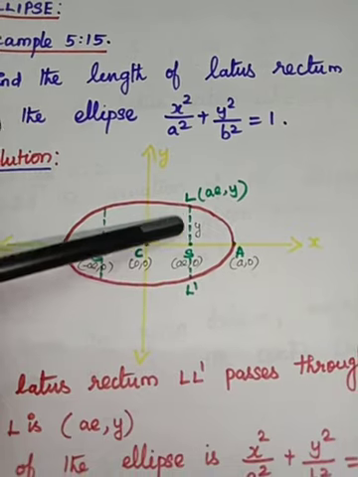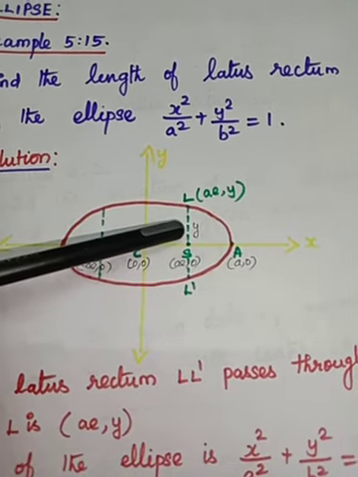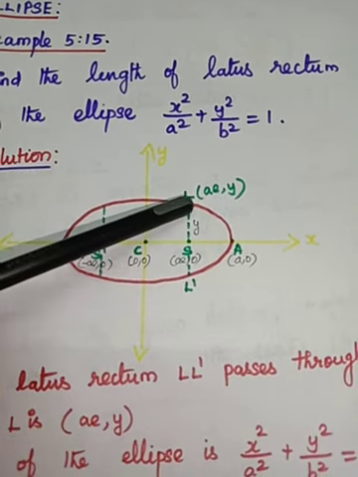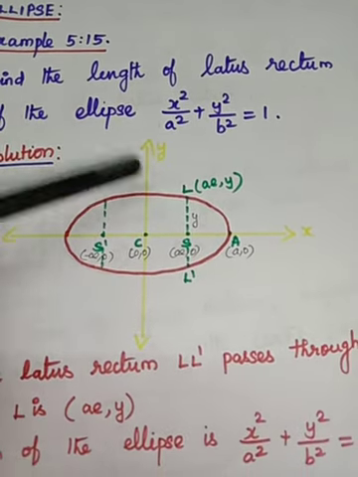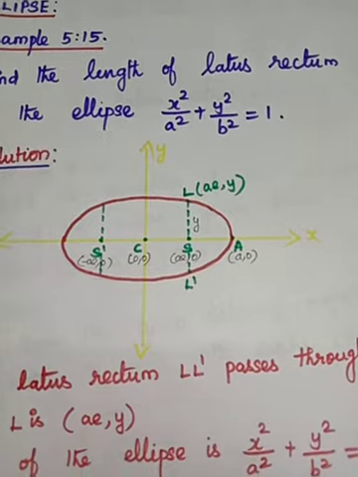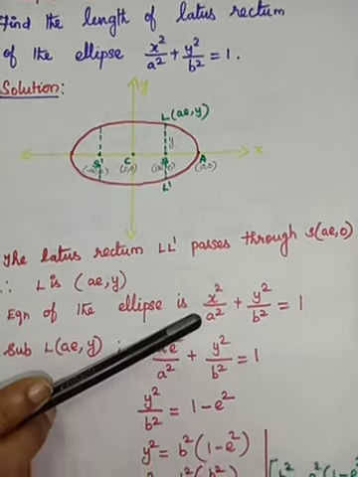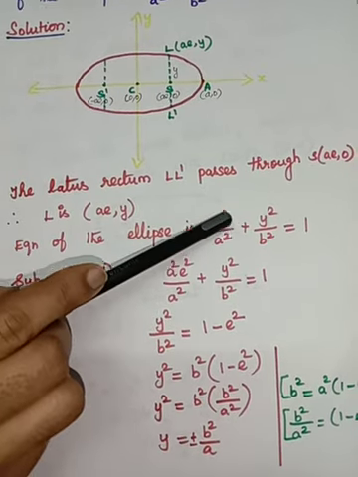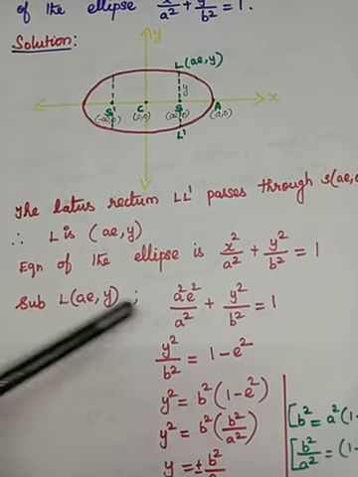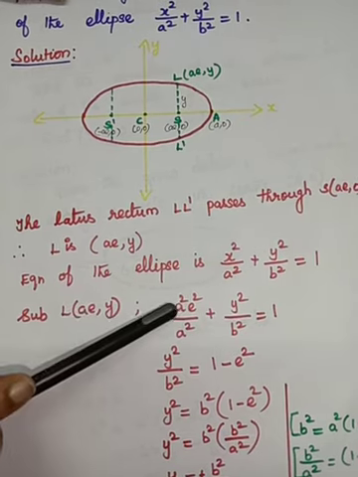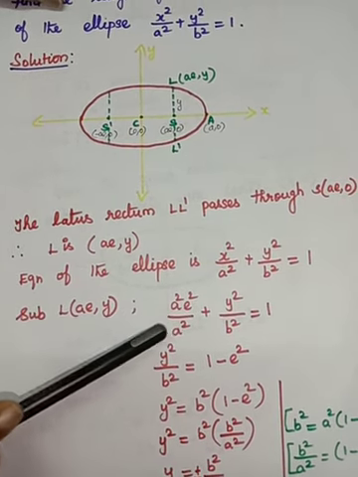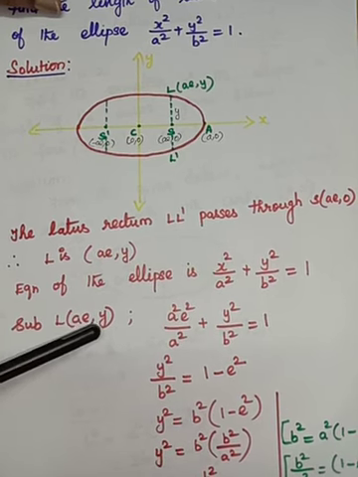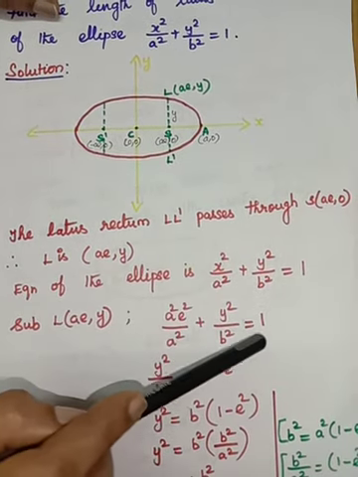The L point from C on the x-axis has distance ae, and this distance we have taken as y. So this point is (ae, y). This L point lies on the ellipse, so we are going to substitute it in the ellipse equation. In the place of x, we substitute ae, so it becomes a squared e squared by a squared plus, in the place of y, y squared by b squared is equal to 1.